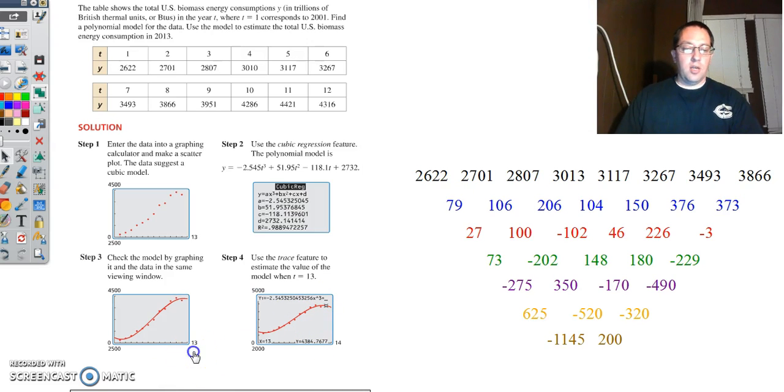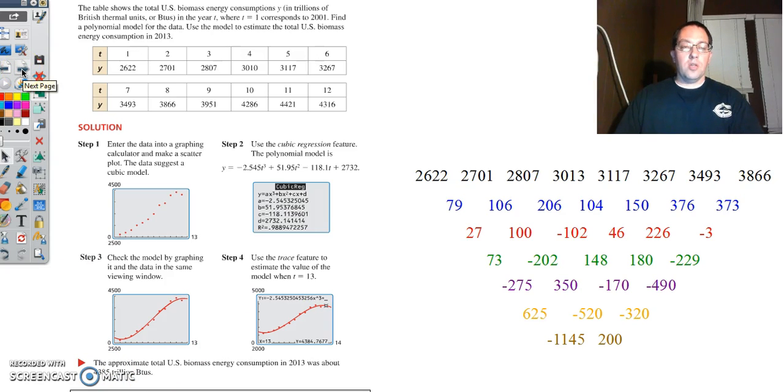All right. So there it is. So the U.S. approximately used 4,385 trillion BTUs. All right, so we come up with the function with the regression equation. Use the regression functions in your calculator. Gives us a polynomial function, and we can use that to make estimations and things like that.